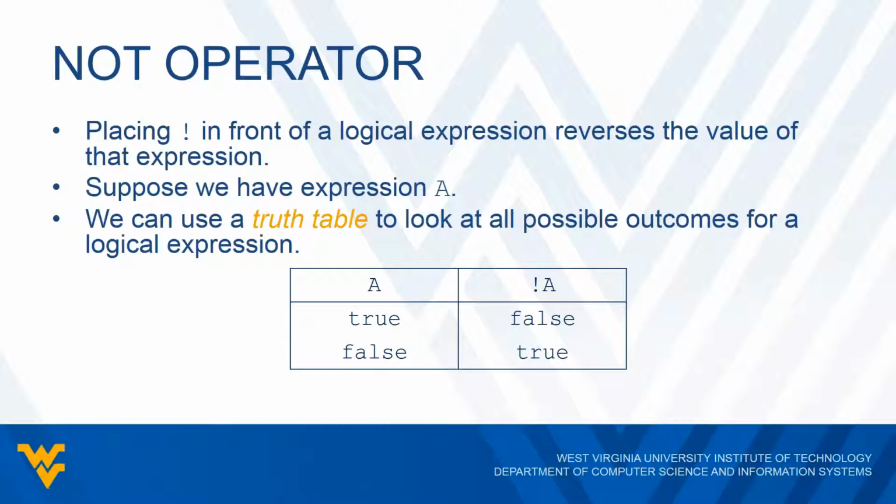Let's say we have the expression a on the left-hand side, and the only possible values we can have for a are true and false. So if a is true, then not a is false. And likewise, if a is false, then not a is true. So we just look at the respective columns for a particular row. Let's take a look at a simple example. Let's say I have not and then the expression 5 less than 6. Well, 5 less than 6 is true, so we evaluate that part first, and then not true evaluates to false.